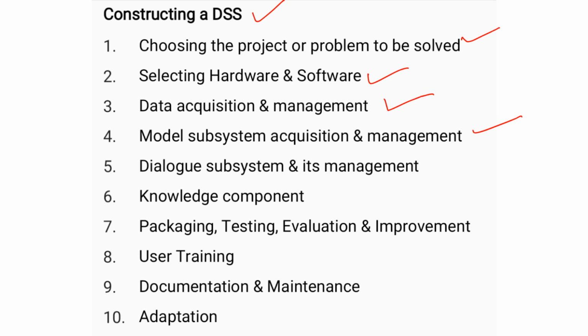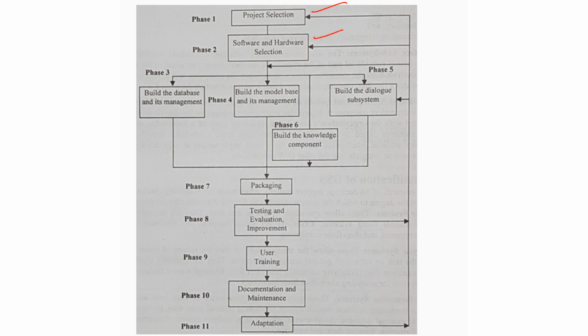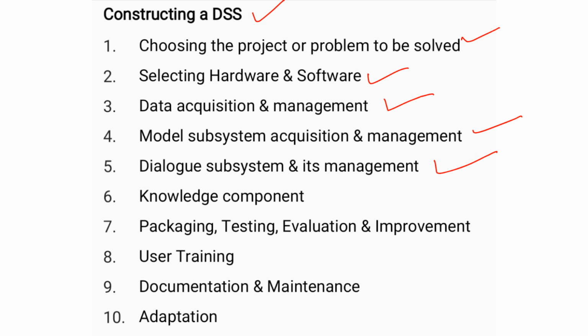Models, as I explained in the previous one, might be a financial model, a technical model, a statistical model, a quantitative model, like that. So which is exactly required. So that is phase 4, build the model base and its management, suitable model. Then the fifth phase will be build the dialog subsystem, that is dialog subsystem and its management. So what is this dialog subsystem? It's a user interface and you have to develop that so that the user can interact with this system easily.